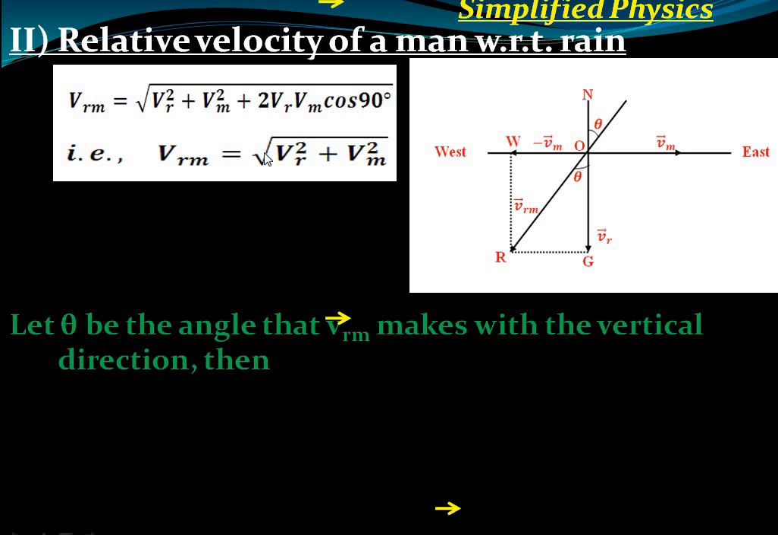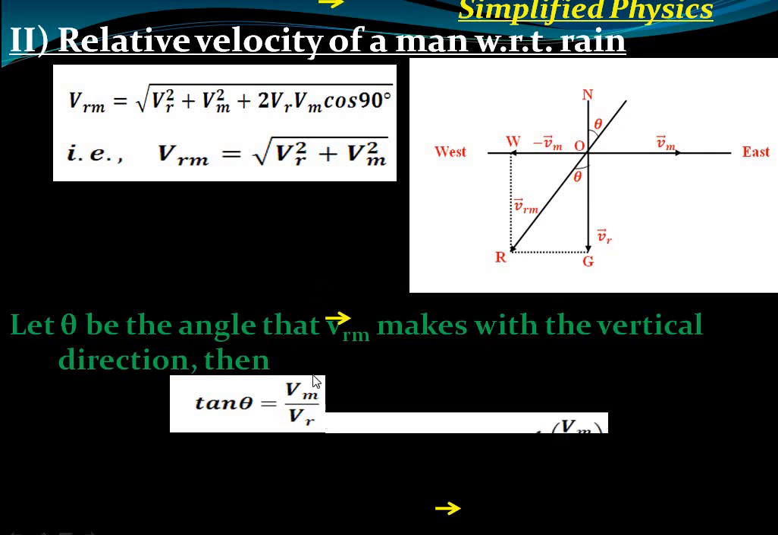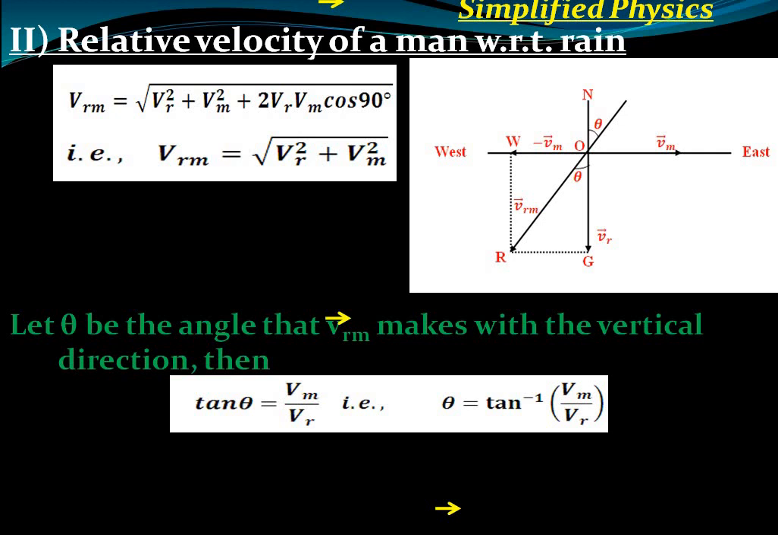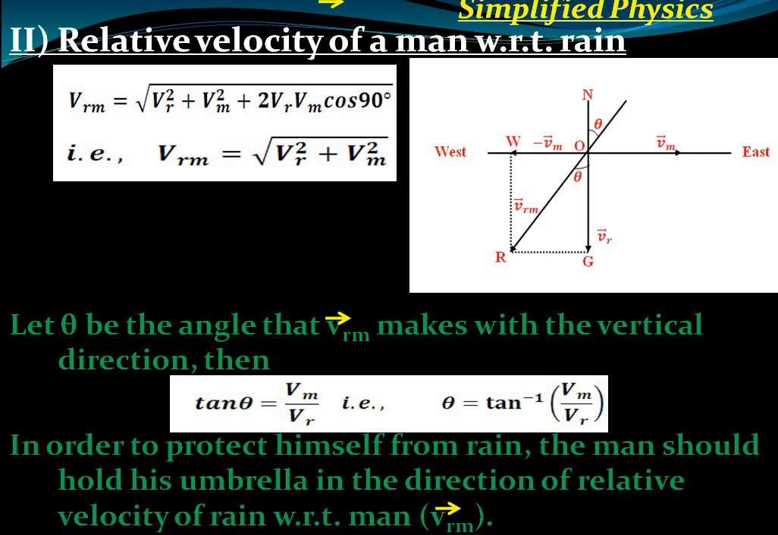So let's suppose theta be the angle made by OR, that is the relative velocity Vrm, with the vertical direction, that is the direction of the rainfall. Then we can write tan theta equals Vm by Vr. So just use the right angle triangle ORG. In the right angle triangle ORG, tan theta equals Vm by Vr in terms of the magnitude. Then theta equals tan inverse Vm by Vr. This gives the direction of the rainfall. So in order to protect himself from the rain, the man should hold his umbrella in the direction of the relative velocity of the rain with respect to the man, that is along OR.